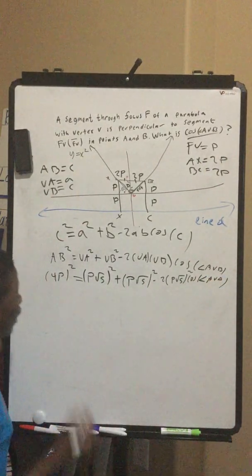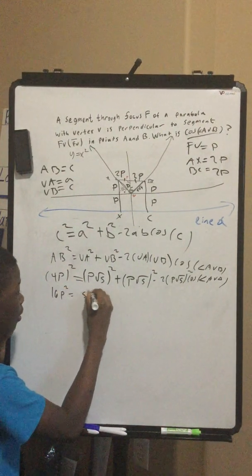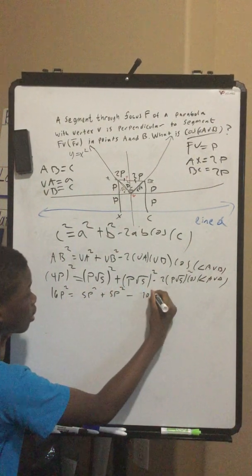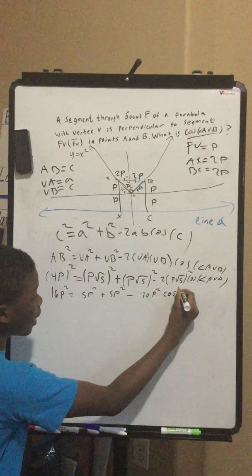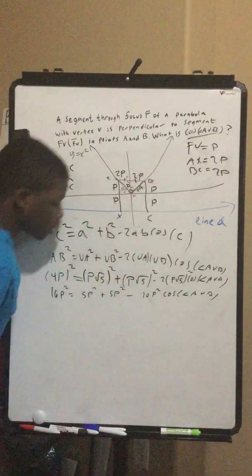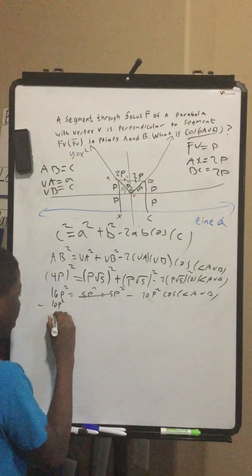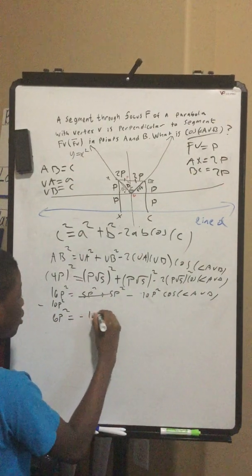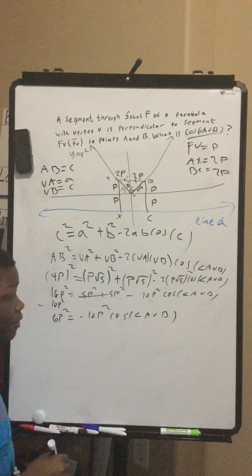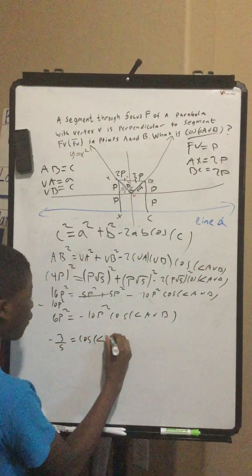Now we use simple algebra. 4p quantity squared is 16p squared. p root 5 squared is 5p squared, plus 5p squared, minus 10p squared times the cosine of angle AVB. We're trying to isolate that, so we subtract 10p squared from both sides and get 6p squared equal to negative 10p squared times the cosine of angle AVB. Then we divide both sides by negative 10p squared, and we get negative 3/5 is equal to the cosine of angle AVB.